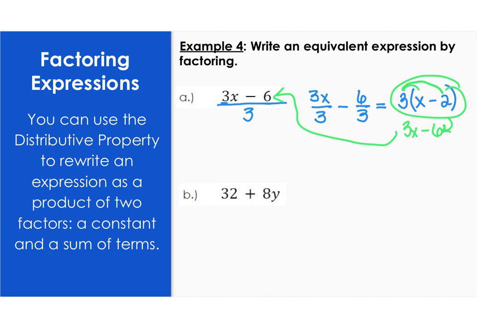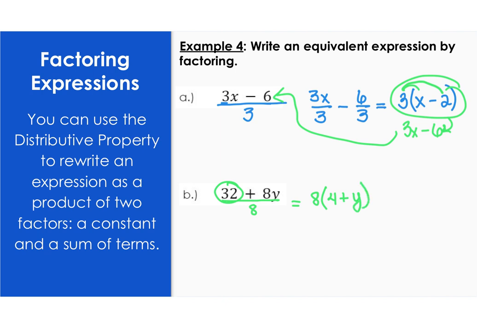32 plus 8y. So we're going to look at the coefficients once again, or the constant, and say, what's my GCF? What can I divide both of these by? And I can divide them evenly, both by 8. So if I pull the 8 out and put it in front, I say, well, 8 times what equals 32? And 8 times 4 equals 32. And then 8 times what equals 8y? And 8 times y equals 8y.